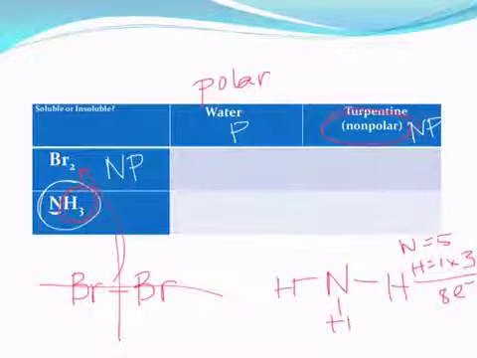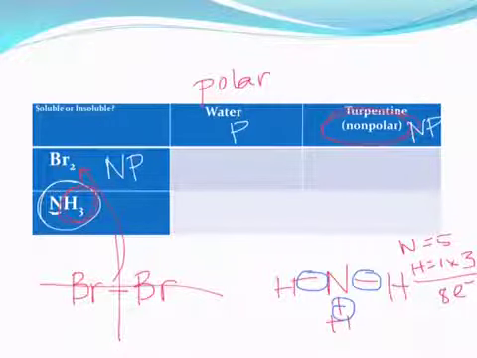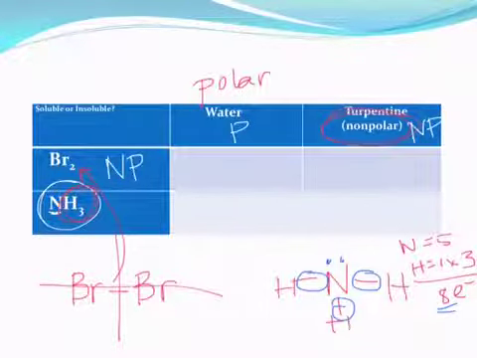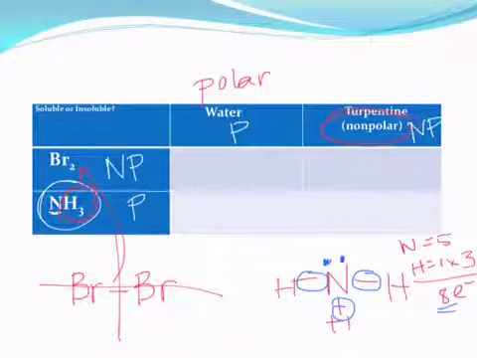We've used 2, 4, 6. That means we still have 2 remaining. So there's a lone pair right here. Anytime there's a lone pair on the center atom, that compound is going to be polar. Lone pairs make you polar.